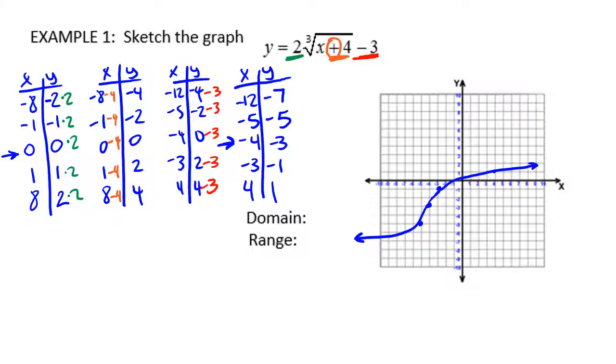Our domain is our x values, our range is our y values. The nice thing about these cubed roots is it's all reals. There's no limits on how far this graph can go.